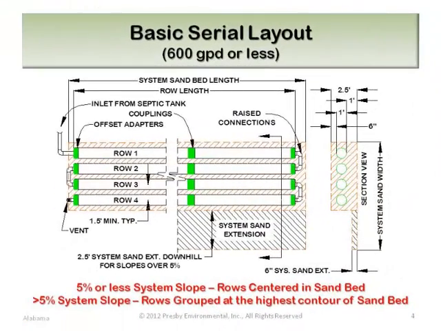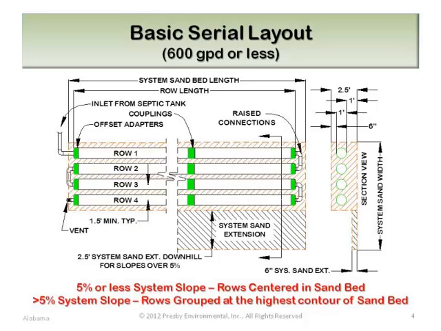Illustrated here is a basic serial bed layout, which is permitted in Alabama, but is limited to no more than 600 gallons per day of daily flow. A bed is different than a trench in that it will have more than one row of Presby pipe, has a minimum row spacing of 18 inches center to center, and is allowed to be constructed either level or sloping.